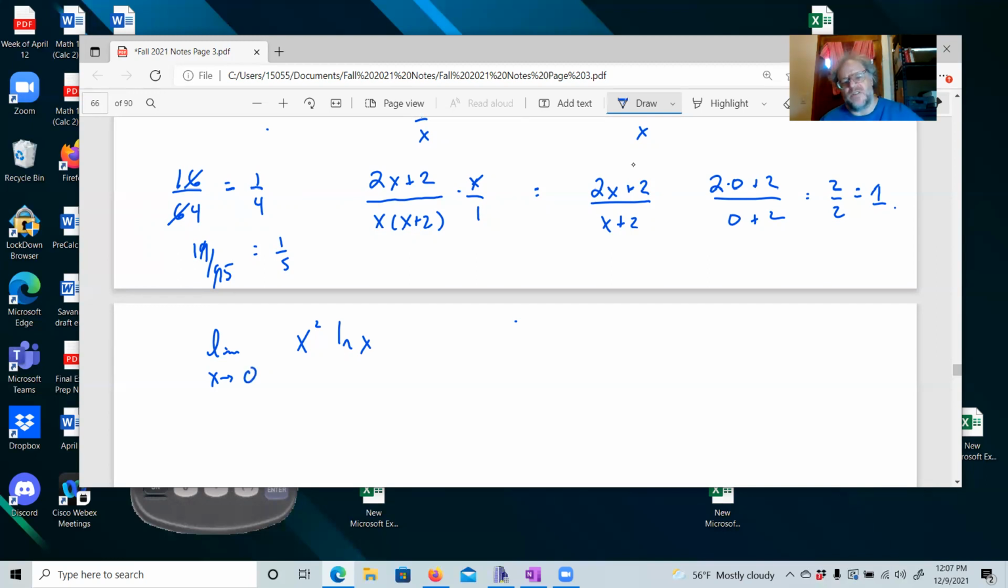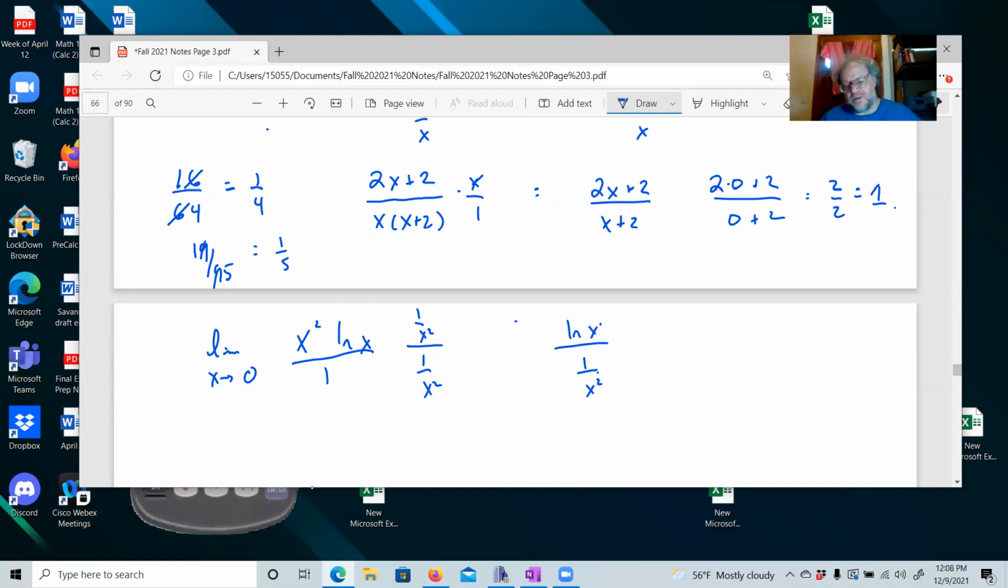But wait, that isn't a fraction form at all. No, it isn't. It's a 0 times negative infinity. That's not a good form either. So how do we turn this into a fraction? We multiply by 1 over x squared divided by 1 over x squared, and we end up with a 1. So we have natural log of x divided by 1 over x squared. Now we get negative infinity over infinity.